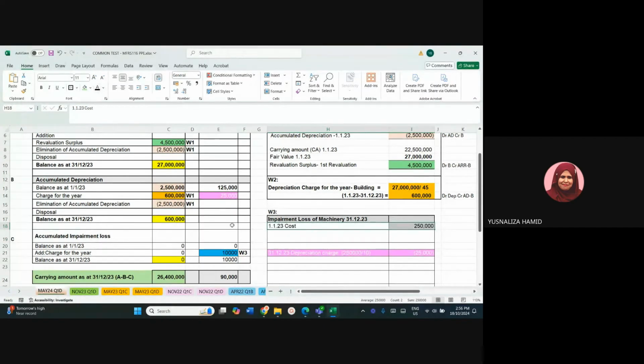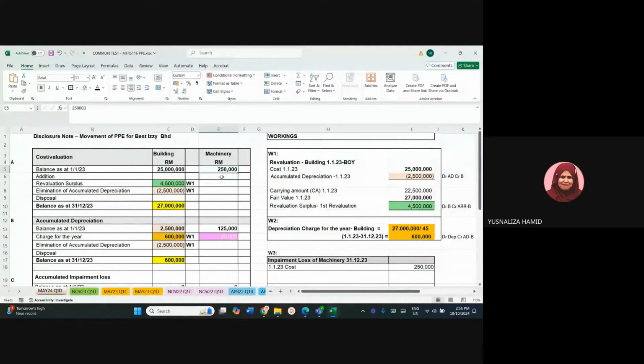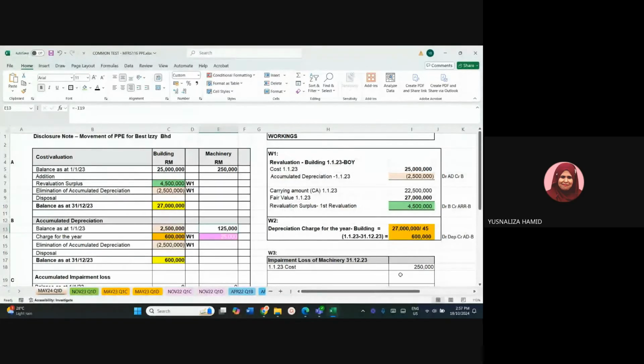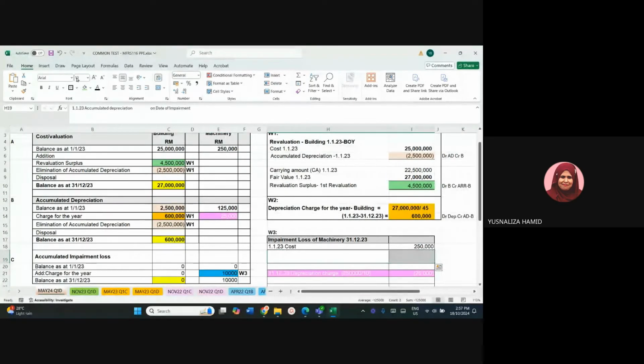Cost at the beginning of the year is the cost here, beginning of 2023, 250,000, and deduct that with the accumulated depreciation as at 1st of January 2023. This one, again, is from the question. So you take from the question and you put in the correct column. So you put here the two pieces of information.